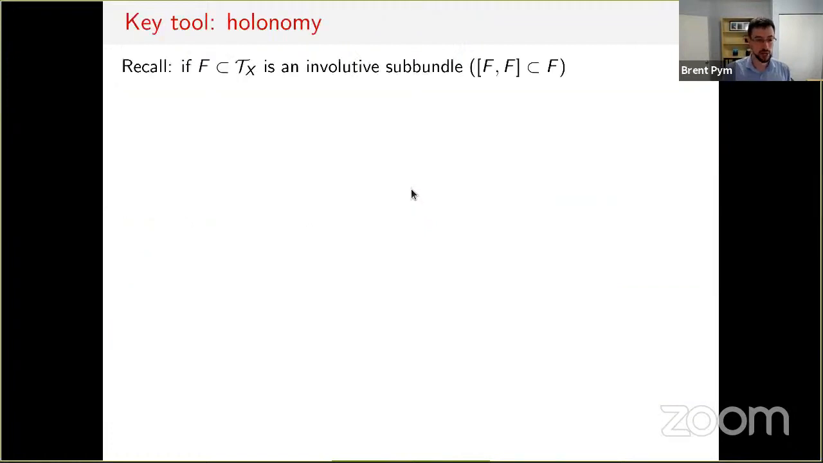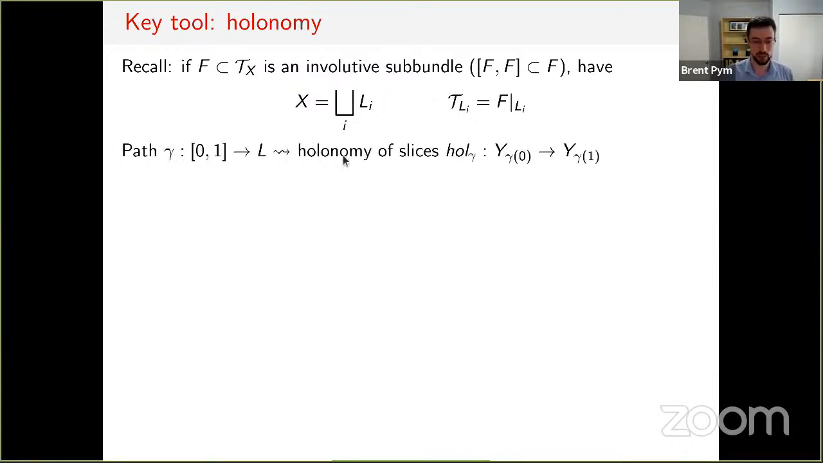Okay. So how is this case of the conjecture proven? Let's recall we have an involutive subbundle, which gives us a foliation into leaves. And we're going to use the holonomy of this foliation. So if we take a path in a leaf, then we get a holonomy transformation of every transverse slice to the foliation.